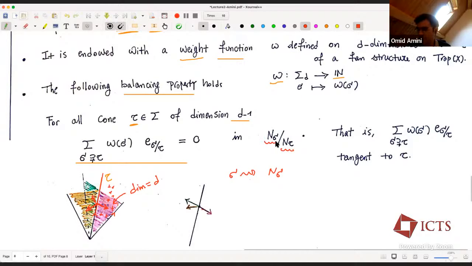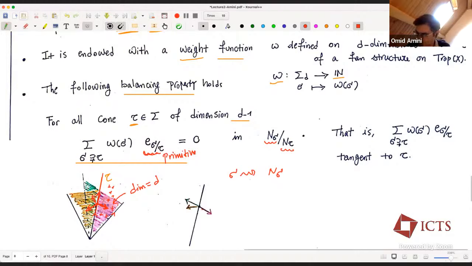And this vector e sigma over tau is the normal vector to tau. This is a vector which is pointing toward sigma out of tau, and it is supposed to generate N sigma over N tau. Of course, it is not uniquely defined, because if you take any such vector, you can add a vector inside N tau, and it will give you another normal vector which is generating N sigma over N tau. But it is well defined up to a vector which is tangent to tau. This is called a primitive normal vector.